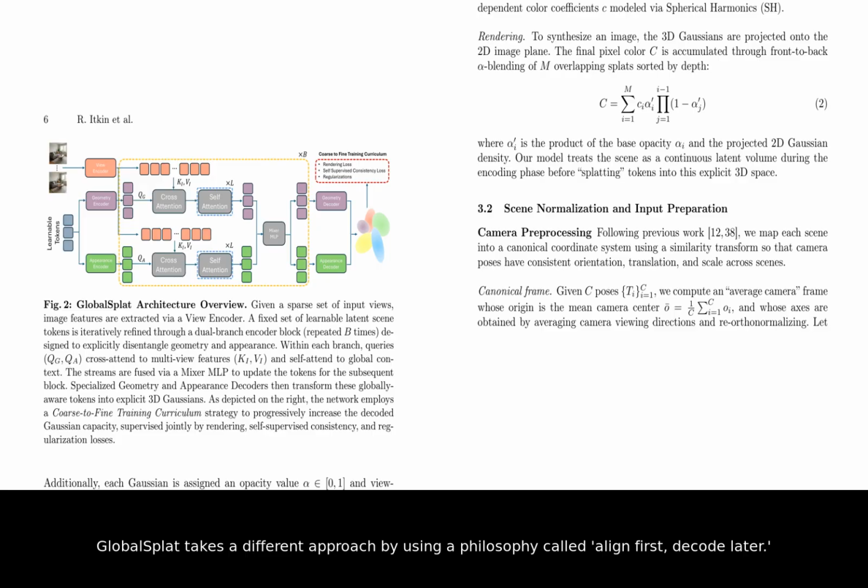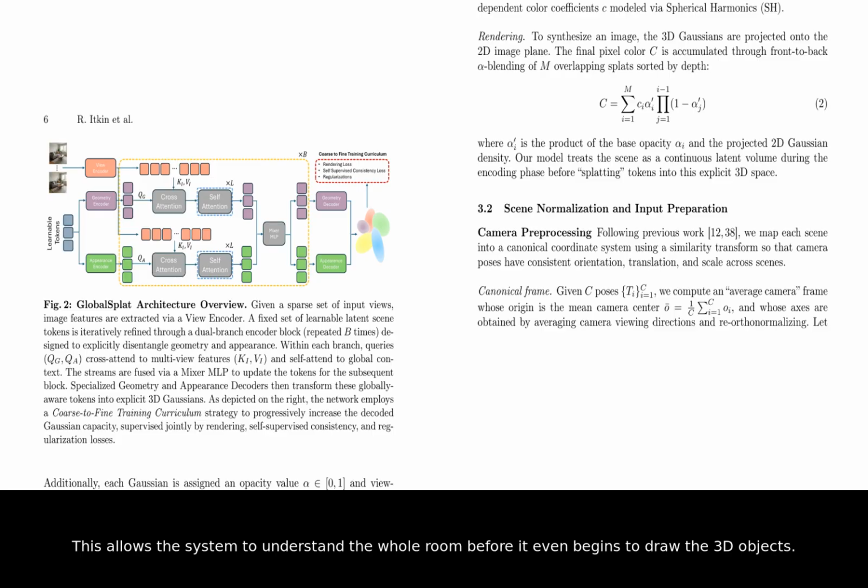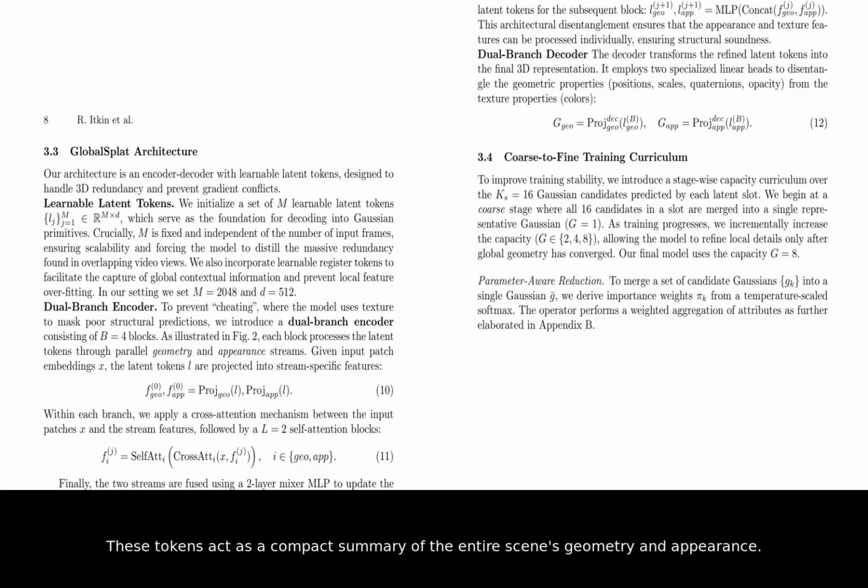GlobalSplat takes a different approach by using a philosophy called align first, decode later. Instead of building the 3D scene piece by piece from each individual photo, it first fuses all the images into a fixed set of global scene tokens. This allows the system to understand the whole room before it even begins to draw the 3D objects. These tokens act as a compact summary of the entire scene's geometry and appearance.